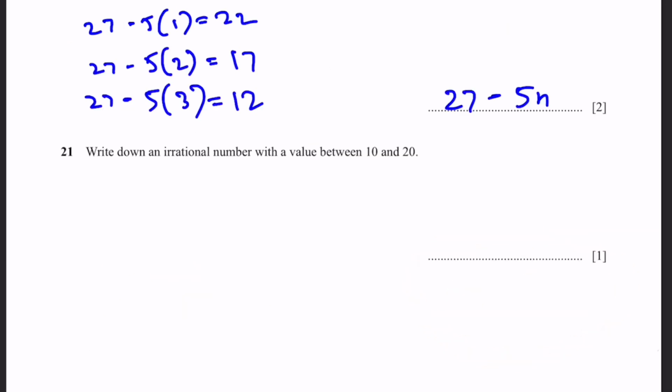Question 21. Write down an irrational number with a value between 10 and 20. So one thing which is quite easy to notice is pi is an irrational number.